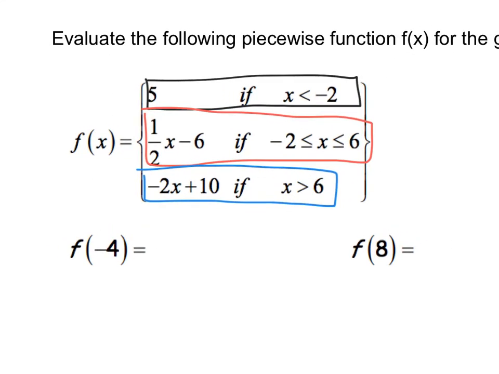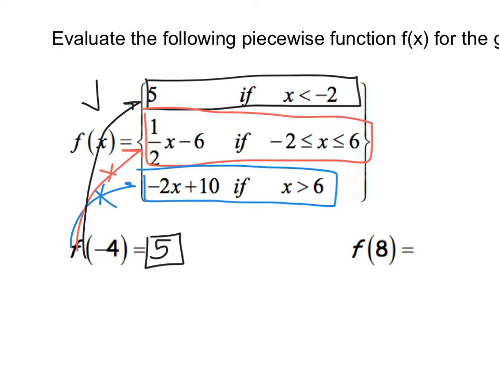Question 1 says evaluate f of -4. So the first thing we need to ask ourselves, is -4 larger than 6? Nope. Is -4 in between -2 and 6? Nope. So by default, is -4 smaller than -2? Winner, winner, chicken dinner. So when I plug in -4, all I'm going to get is a 5. And that's your final answer. The reason why 5 is your final answer is because there is no x attached to it. We call this a constant function. So it's basically always going to be a 5 regardless of the number you plug in.